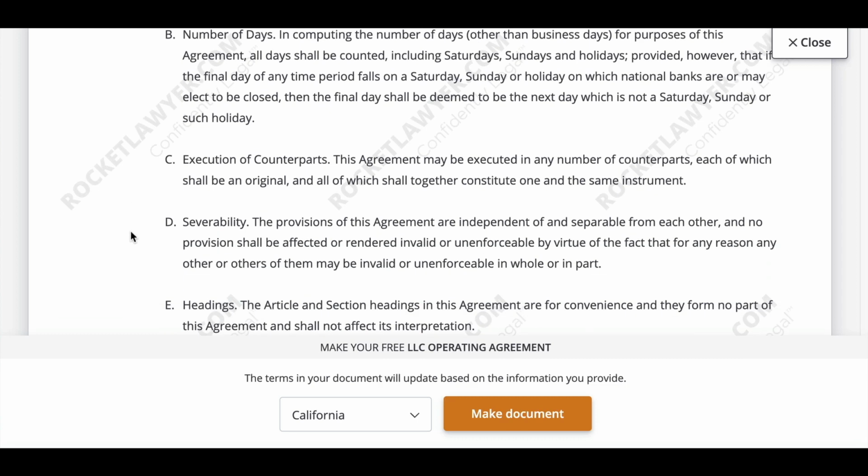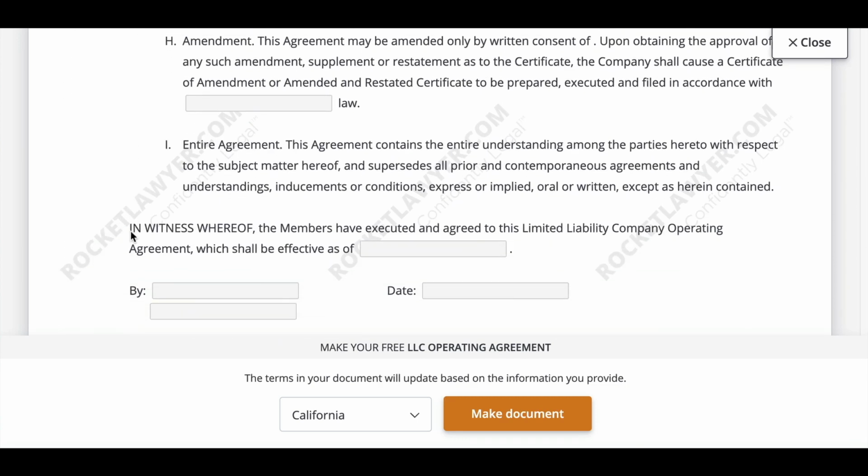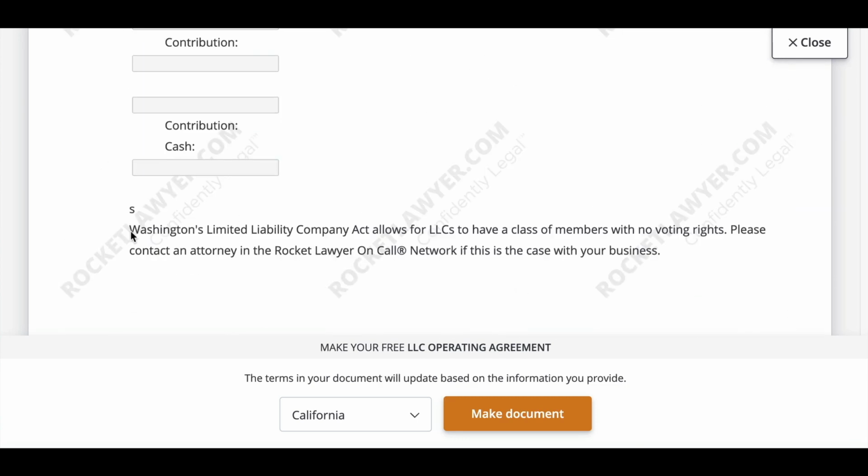General provisions, what law applies, this kind of stuff, what the contributions of the members are. Yeah, this is in Washington. You can have an LLC with no voting rights. Yeah. Okay. So this is just an example of an LLC. You can see how their LLC agreements work.